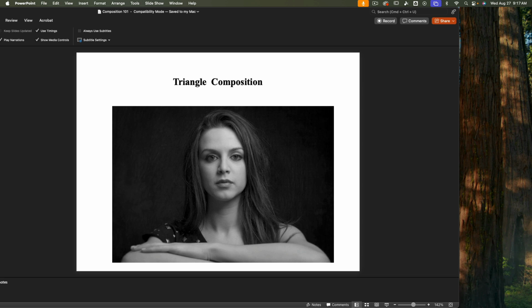Next one that we're going to talk about is triangle composition. This is another thing where we can trick the brain into putting the eyes in a certain spot. By having your subject or the object inside the photo laid out in a certain way that makes almost an invisible triangle, our eyeballs almost instinctively go towards the center of that triangle. They get drawn in.